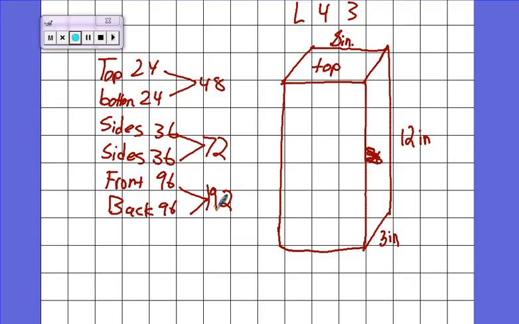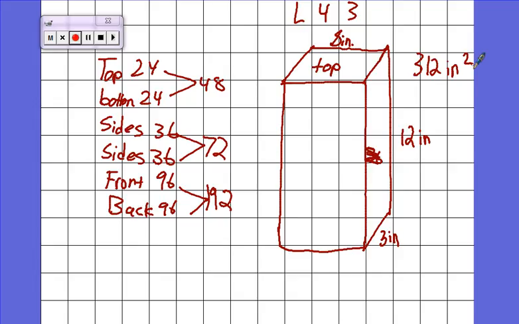312. 312 what? Inches squared. Okay, it's 312 square inches. 312 square inches. Make sense?